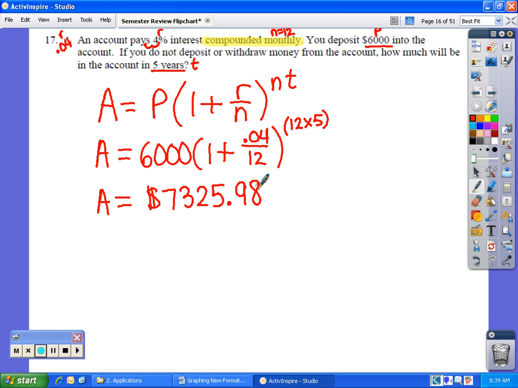Always make sure that for money, you have 2 decimal places. Everything else on this packet is probably going to require 3 decimal places except for money. So make sure that you round it to 2 decimal places.